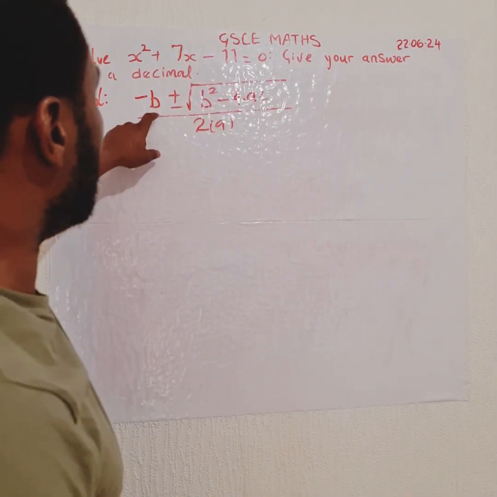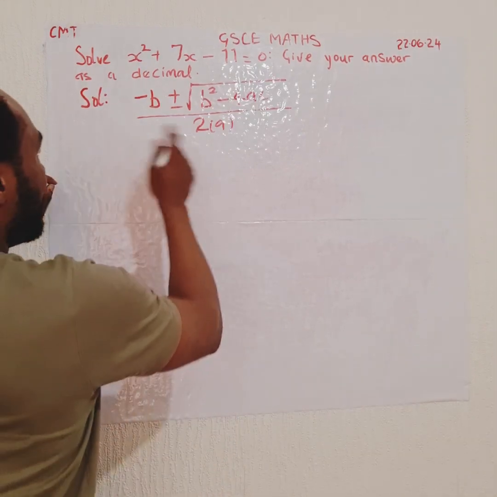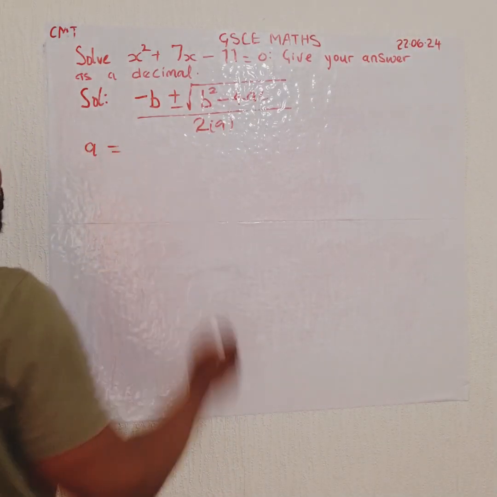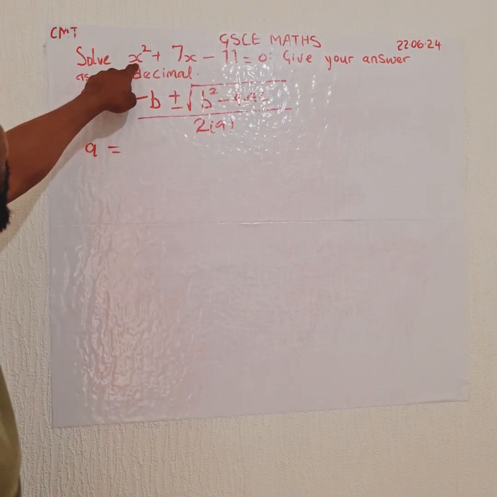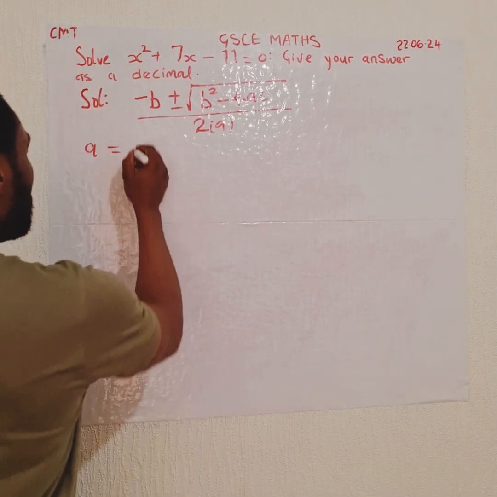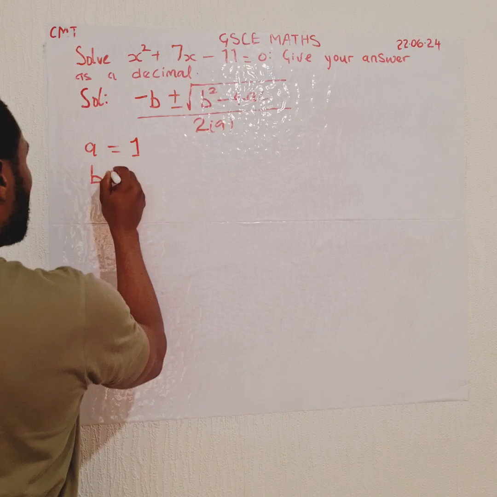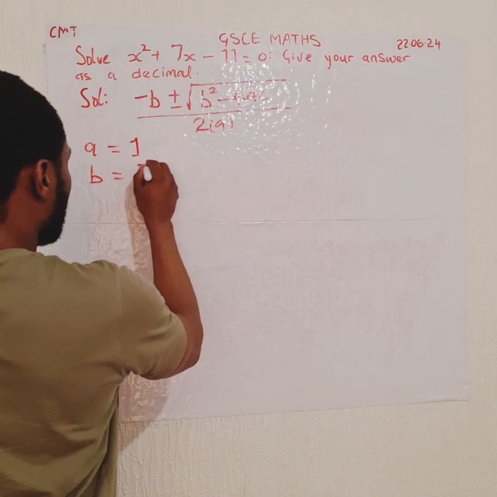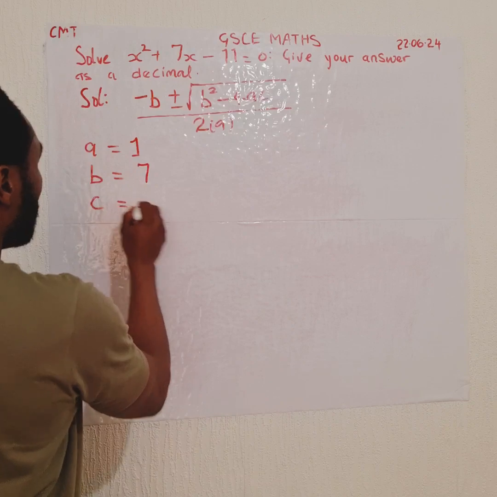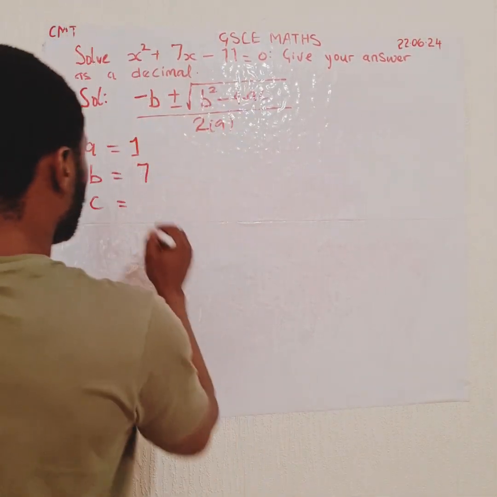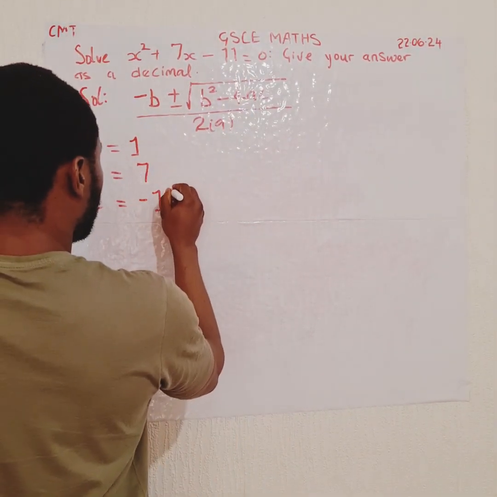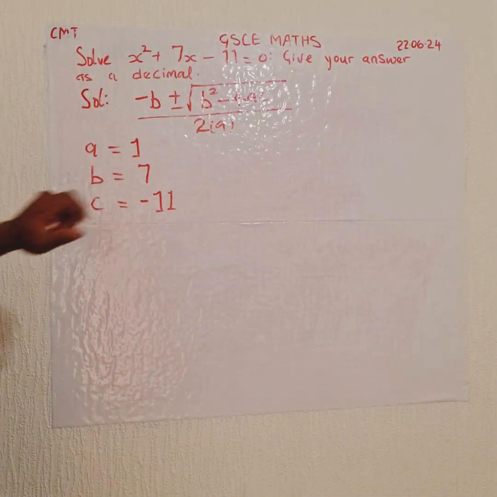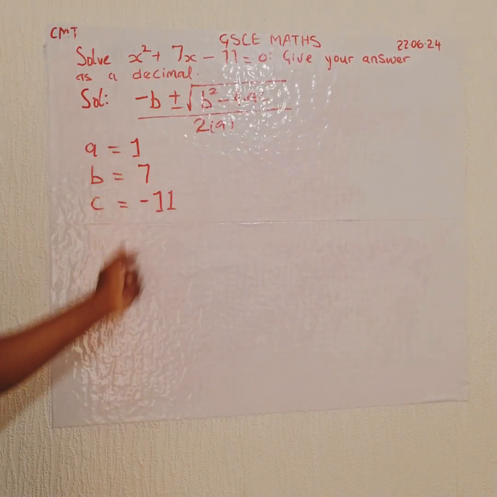All right, let's identify our variables. Here, a is equal to the coefficient of x squared, which is 1. b is equal to the coefficient of x, which is 7. c is equal to the constant, which is minus 11. Don't forget that the signs are very important, so you must carry these figures with their signs.